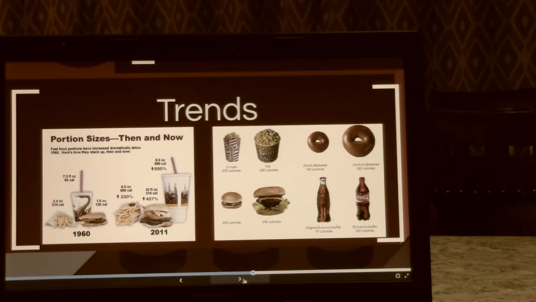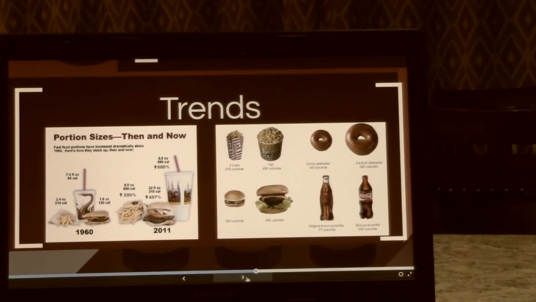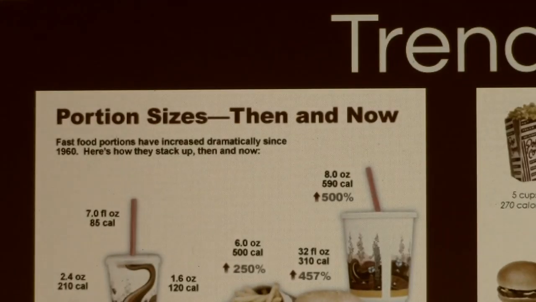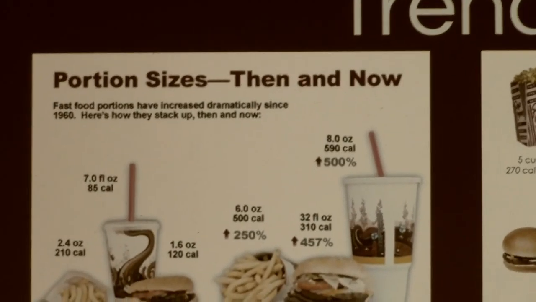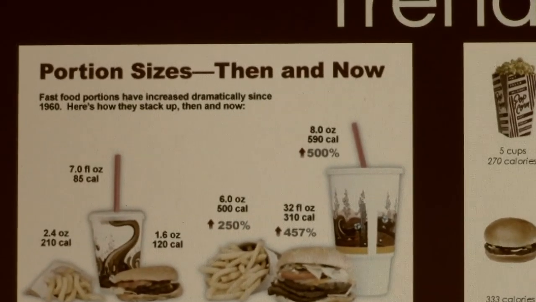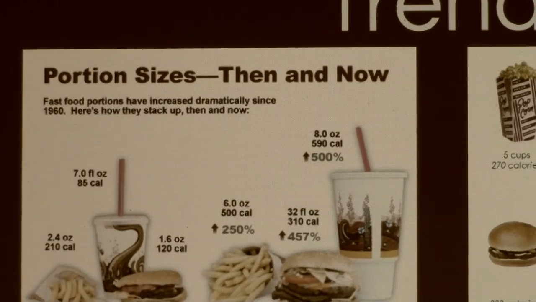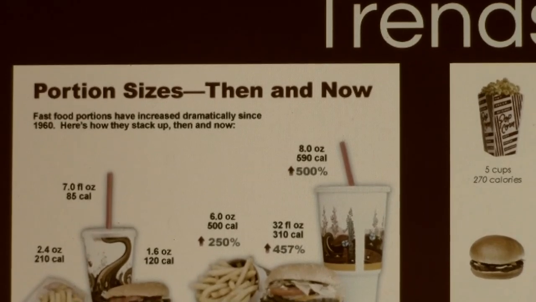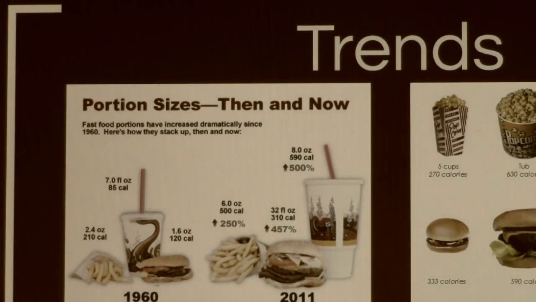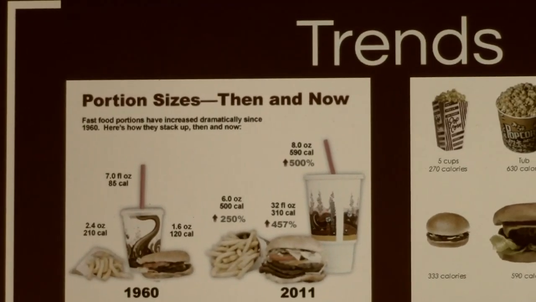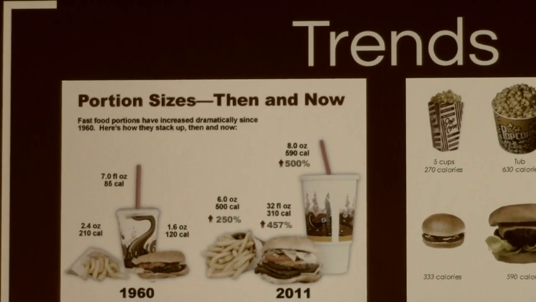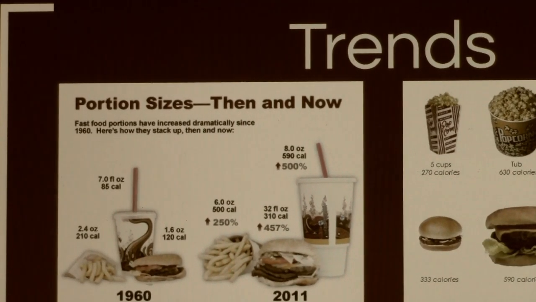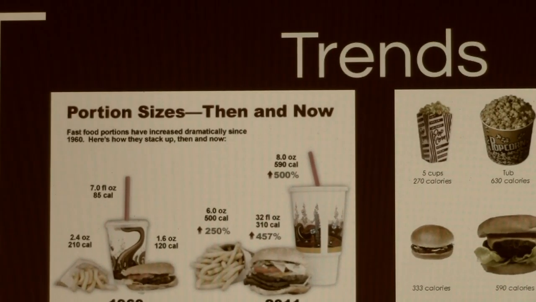So when we're looking at this, let's zoom in a little bit to the right side one first. Okay, so portion sizes then and now. This is looking at a typical fast food meal from back in the 1960s or so. I don't know if you can see that. Let's widen that out just a little bit. Okay, so 1960, sorry about that, on the left is a typical fast food meal, and then in 2011. And you can see the differences in sizes and the corresponding increase in calories.